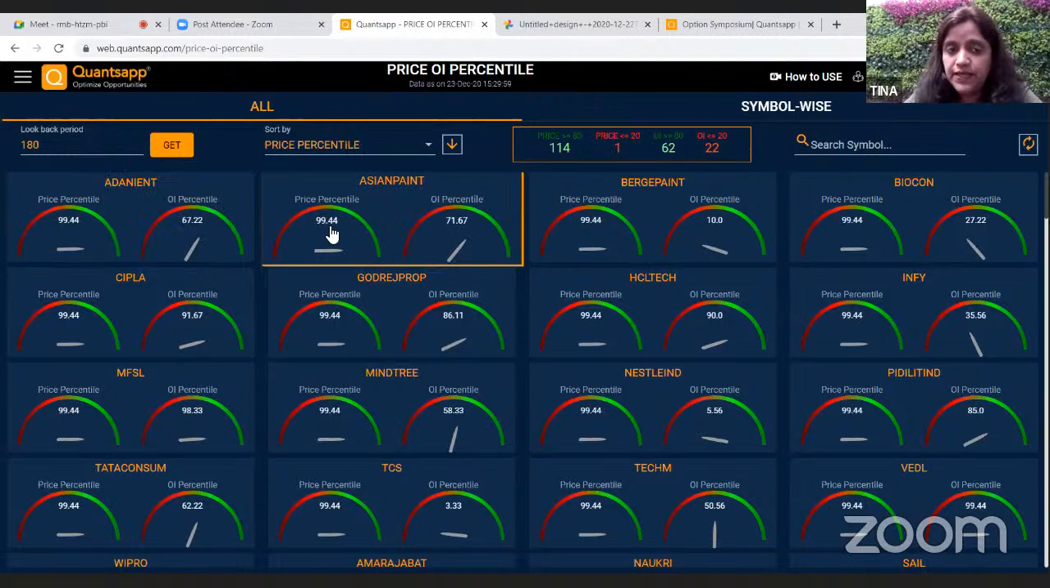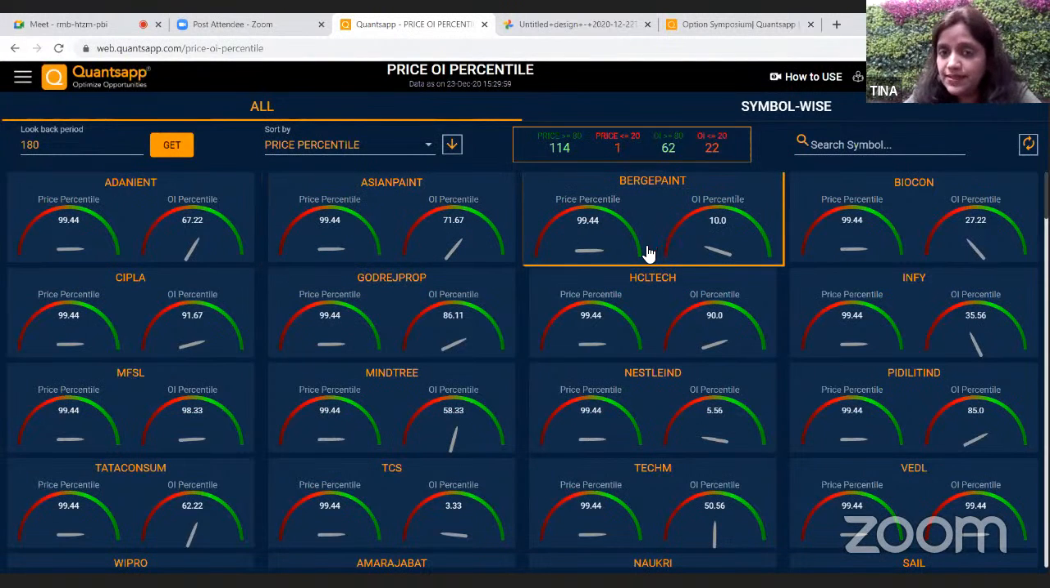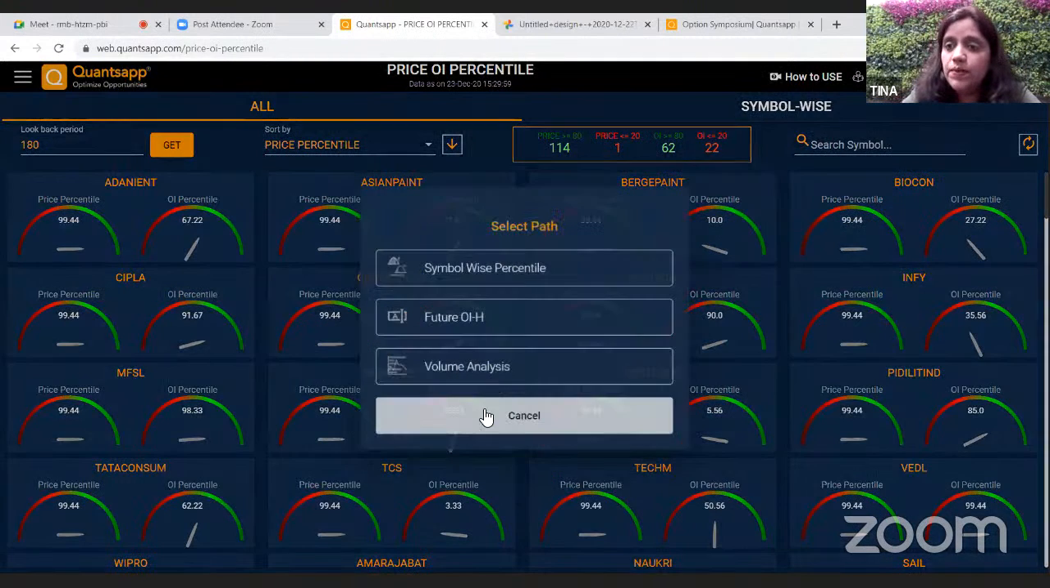You have Asian Paint, again with the price at the highest, and OI is around 72. Berger Paint, the price is at the highest point, but the OI is just 10 percent. So your OI percentile is 10. If you look here, you can click on this and open the chart.